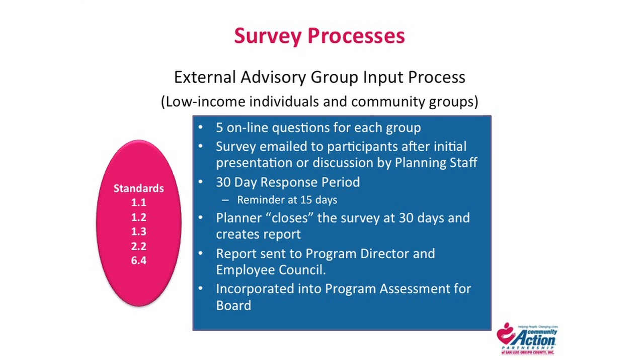So if you look at this slide, you'll see the survey processes. The first thing we wanted to look at was our external advisory group input process. Now, your external advisory group is really your low-income individuals and community groups. One of the things you want to be very careful about is that you don't have your external advisory groups only be comprised of folks who work with the low-income people. And that was actually something that we did. We made that mistake. We went to several groups.